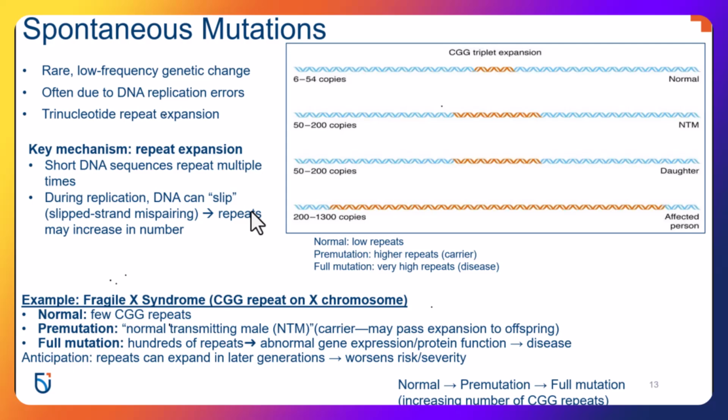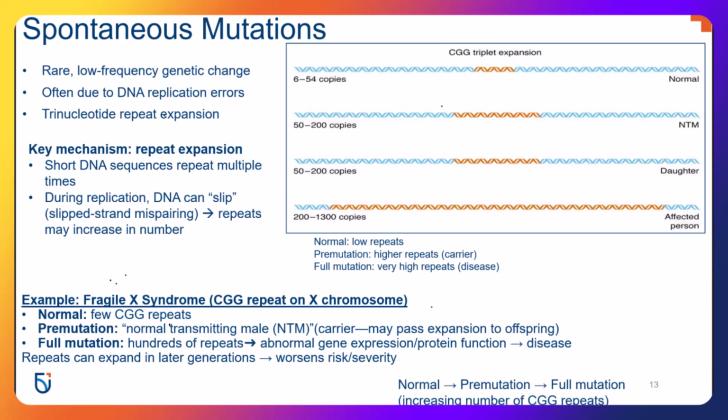When DNA polymerase, remember that enzyme from before, is copying a stretch of repetitive DNA, it can sometimes quite literally lose its place, especially because repetitive sequences are easy to misalign. When I say trinucleotide repeat expansion, it's really this general type of mutation that can happen in many different genes across different chromosomes. It could be autosomes or sex chromosomes.